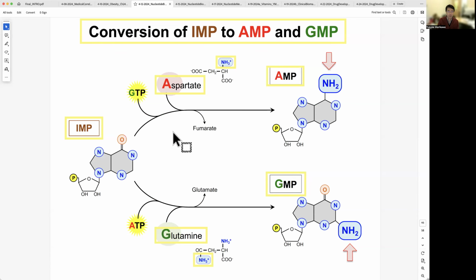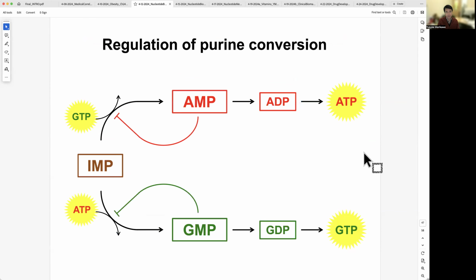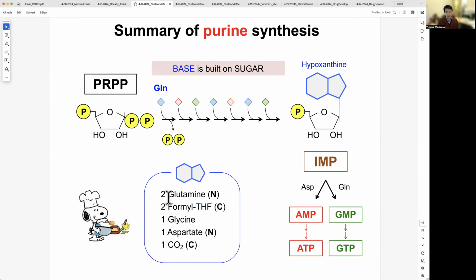For making AMP, you receive the amino group from aspartate. For GMP, glutamate. It's the same letter, so it's easy to remember. Glutamine often serves as a nitrogen donor anyway, so GMP's amino group nitrogen comes from glutamine. AMP's nitrogen comes from aspartate. And THF is for carbon. I already emphasized that earlier on.